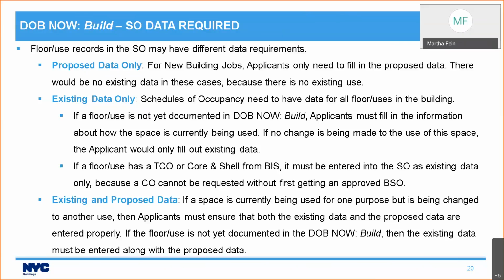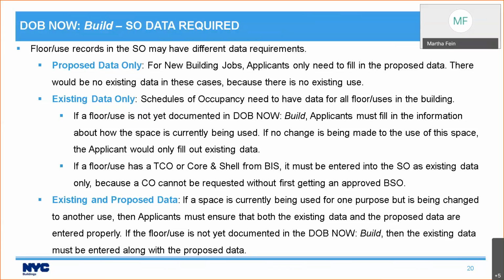But for floors 3 through 5, this is the first time someone's put a request into DOB Now Build. So I need to enter the information for all of the floors, even if I'm not doing work on those floors. So I need to enter the existing data for floors 3 to 5. So that's one possibility for existing data only. If a floor use is not yet documented in DOB Now Build, you fill out existing data only. And I'm going to show you how to do that.